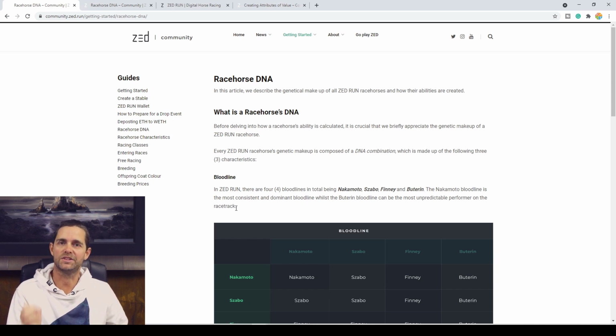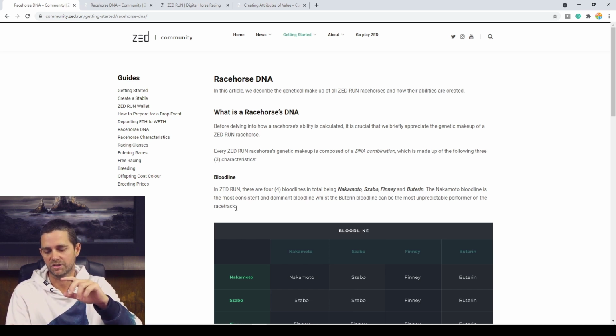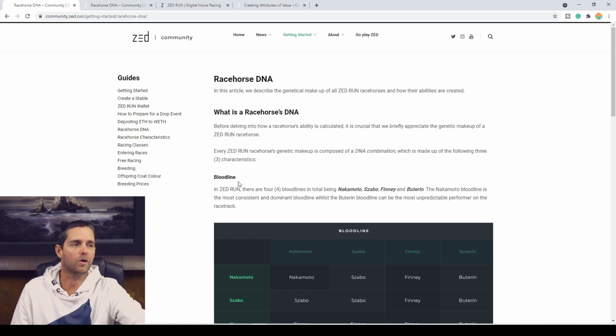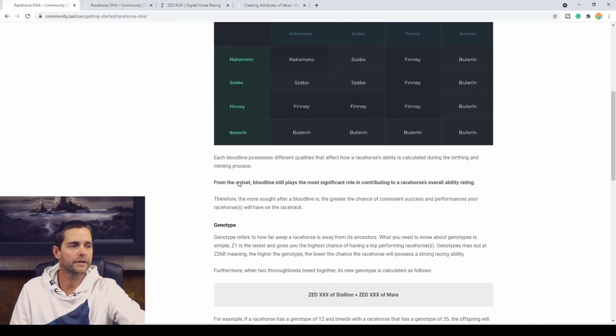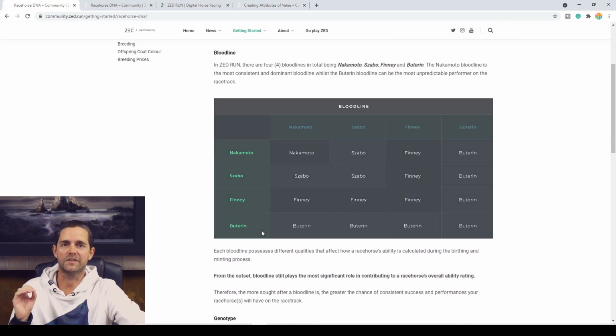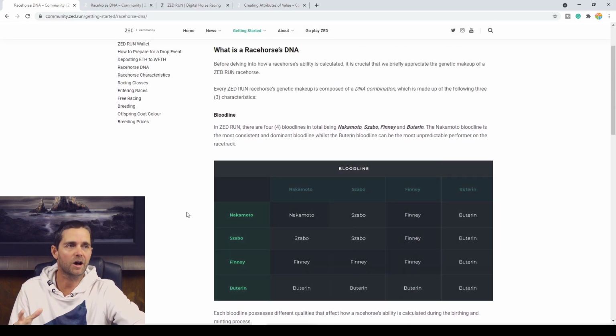So Zed Run DNA is what makes up the horse's attributes, whether or not it's a champion, a great racer, etc., or even a great breeder. Even the colour comes from these attributes to some degree, or in fact the colour comes from the parents. We'll touch on that later. So that's not really part of the horse DNA as such, I suppose. But the DNA is made up of the bloodline, genotype, and breed type. And we're going to do a dedicated deep dive video on each of these coming up. But for the time being, we're just going to touch on the surface of exactly what we're looking at.